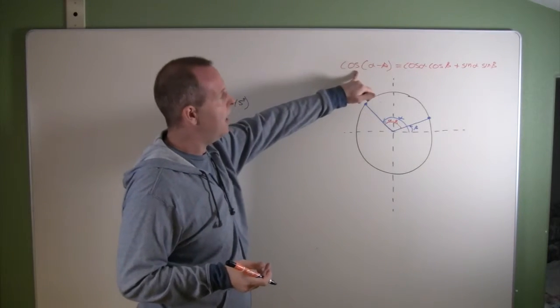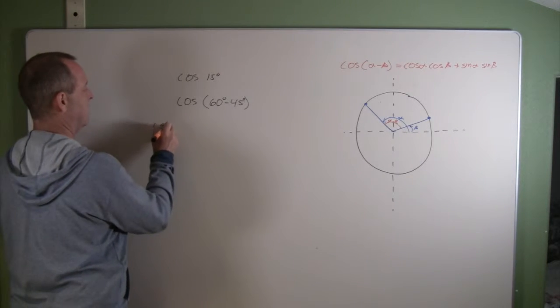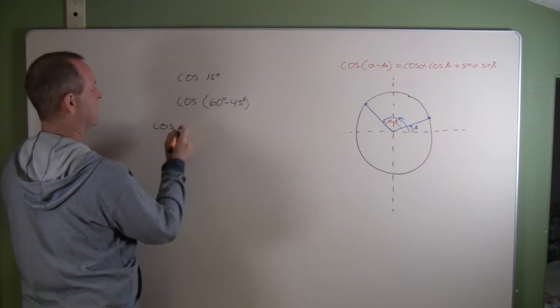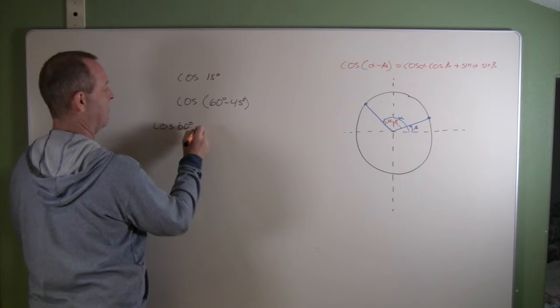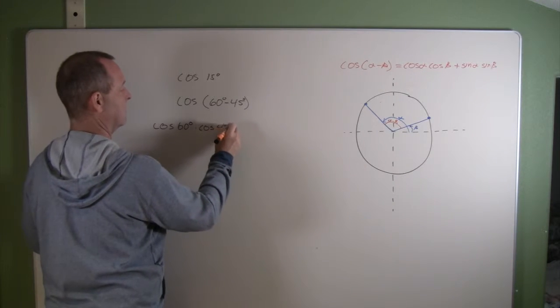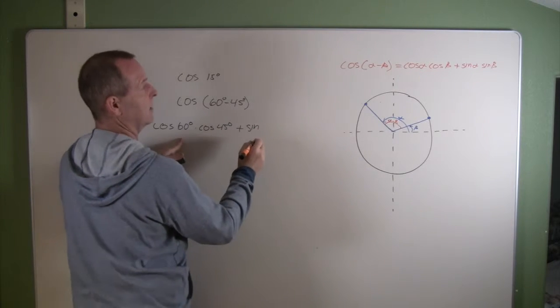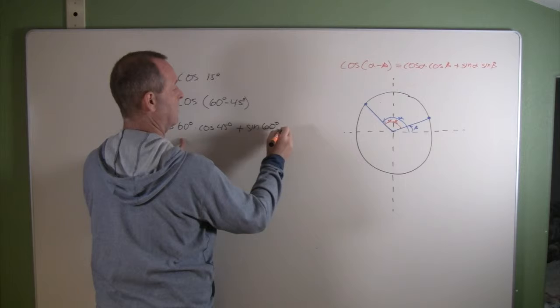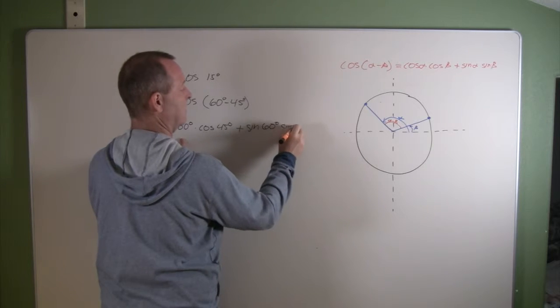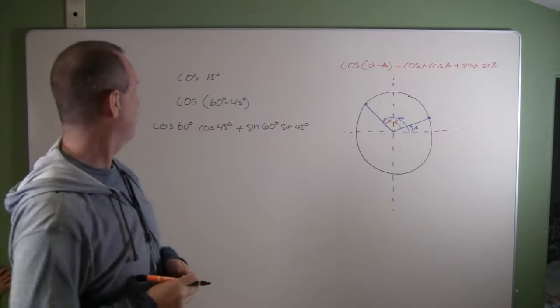So if I look at this model, I can rewrite that as the cosine of alpha, which is 60 degrees, times the cosine of 45 degrees, plus the sine of 60 degrees, times the sine of 45 degrees. And those should be a little bit more familiar.